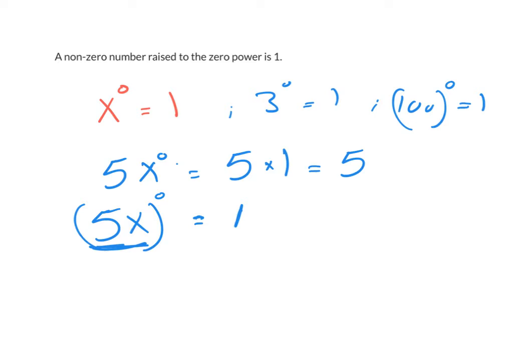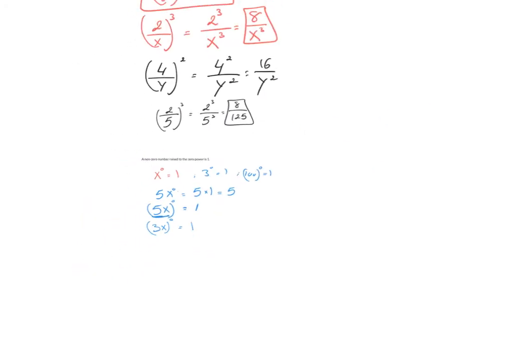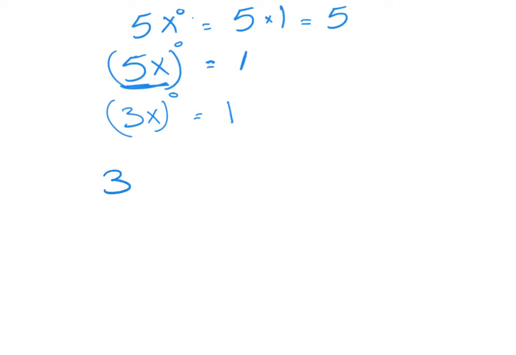And what if we have this? We got 3x, I'm sorry, (3x) to the 0 power. That's going to be 1. But if I have 3 times x to the 0 power, that's going to be 3 times 1, and the answer is going to be 3.